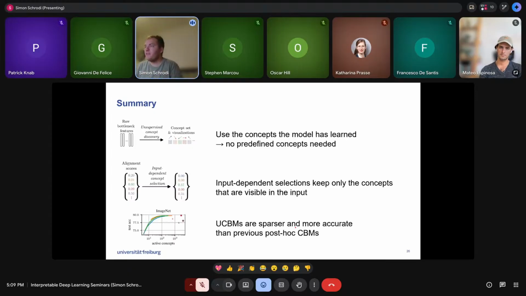Very obviously. And the last thing is that UCBMs are quite sparse. As you can also see here in this Pareto front visualization, where you see the test accuracy and these active concepts, but they're still very accurate. So you are still competitive with or better than previous post-hoc CBMs. Yeah, and that will be it from my side. And thanks for your attention.